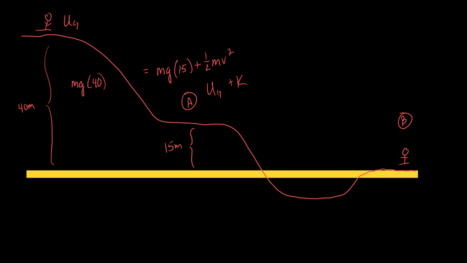That seem reasonable? And of course, if we take this all the way to its likely conclusion, this will also equal what they have at B, where they have no gravitational potential energy because they're at the bottom, but they have all kinetic. You guys following along with that?